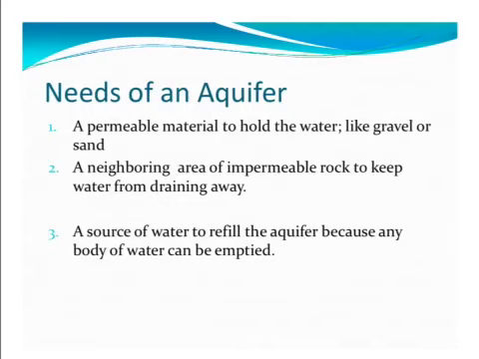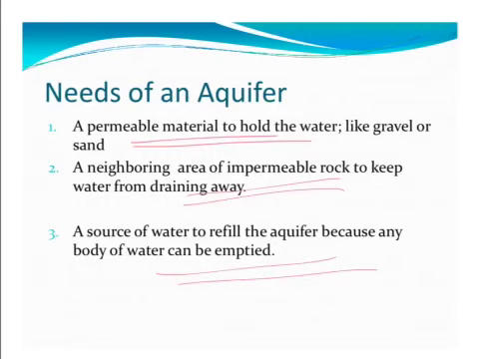And now remember, to have an aquifer, we need a permeable rock material to hold the water, a neighboring area of impermeable rock to keep the water from draining away, and of course, a source of water to refill the aquifer. Precipitation plays an important role in refilling an aquifer.